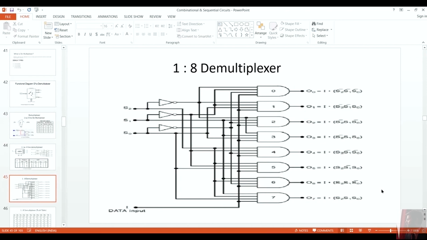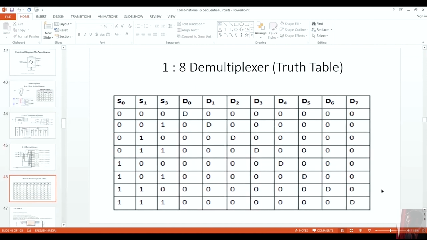Similarly, in 1 to 8 demultiplexer, you can see 0 to 7. 8 AND gates are used, and the different select lines can be seen. You can see S0, S1 bar, S0 bar, S1 bar, S0 bar, S2 bar. And similarly, you can change the permutation combination for the select lines, as I already discussed with you. If you talk about 1 to 8 demultiplexer, you have D0 to D7, right? So D0, then D1, then D2, then D3, then D4, then D5, then D6, and D7.